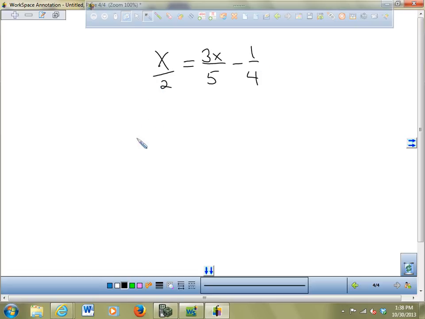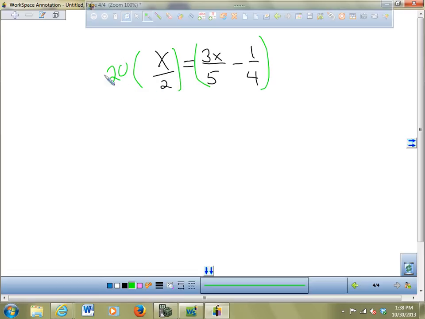Who can tell me what to do with this? Anyone know an easy way to do this? Solve for x. You got to find a common denominator. The easiest thing to do is to multiply both sides by a common denominator. Multiply everything by 20. Very good. Everything there on the bottom goes into 20, right?